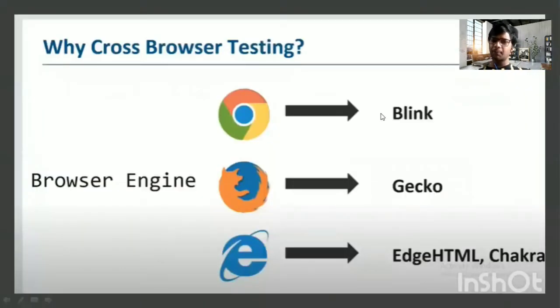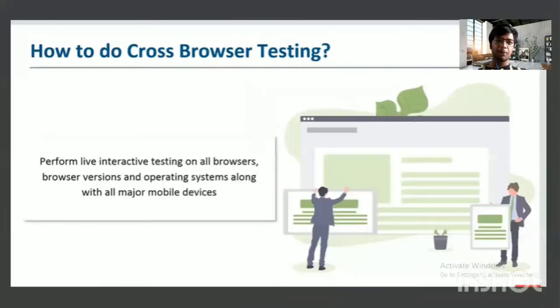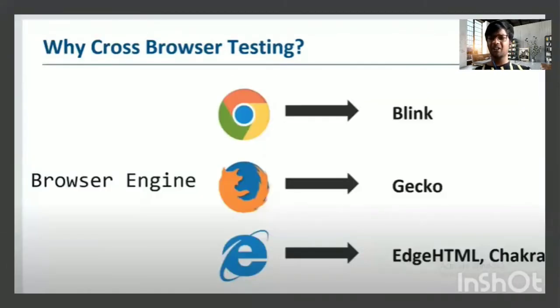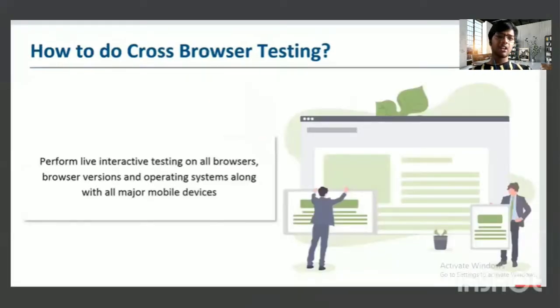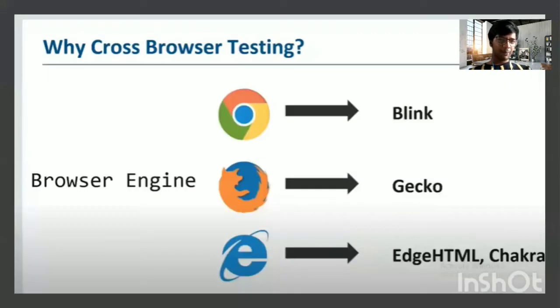Each browser has a unique way of computation. Chrome uses Blink, Firefox uses Gecko, and Microsoft Edge uses EdgeHTML or Chakra. Since every browser uses a different method of computation, how the UI is displayed to us might be different. So, are our web pages compatible with all versions, all web browsers and all operating systems? To check this, we need cross-browser testing.